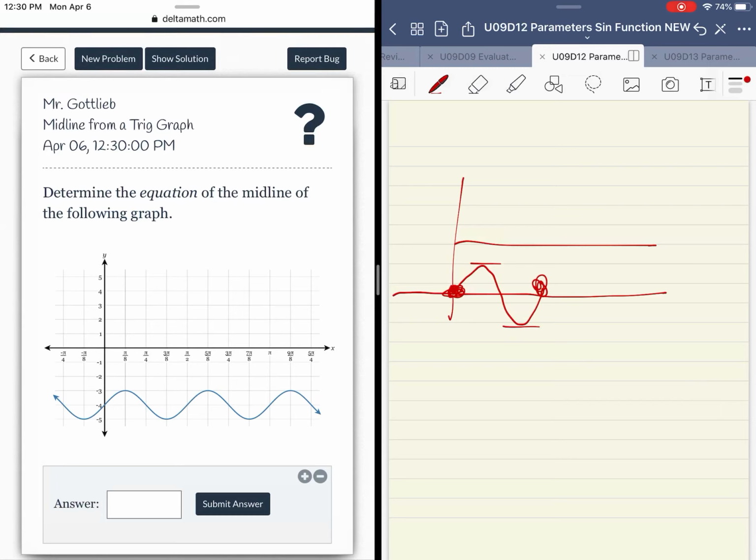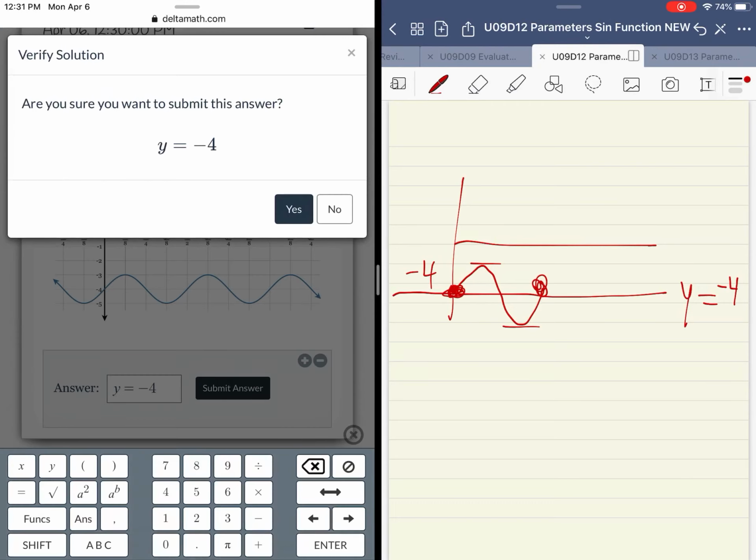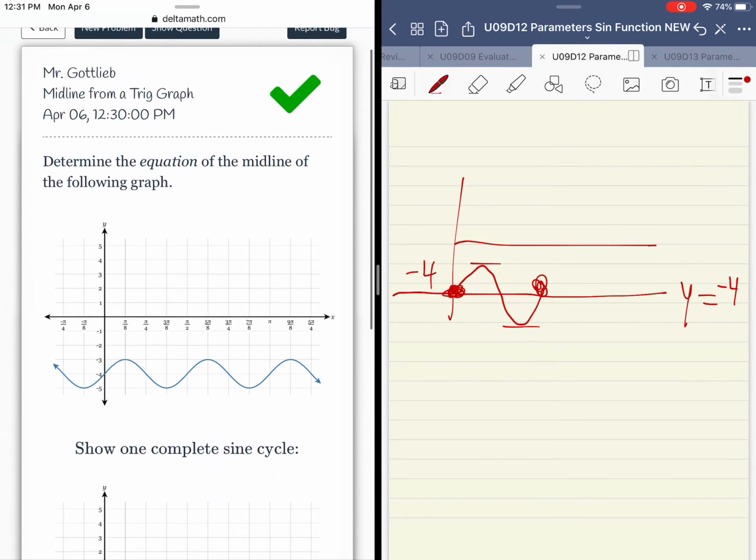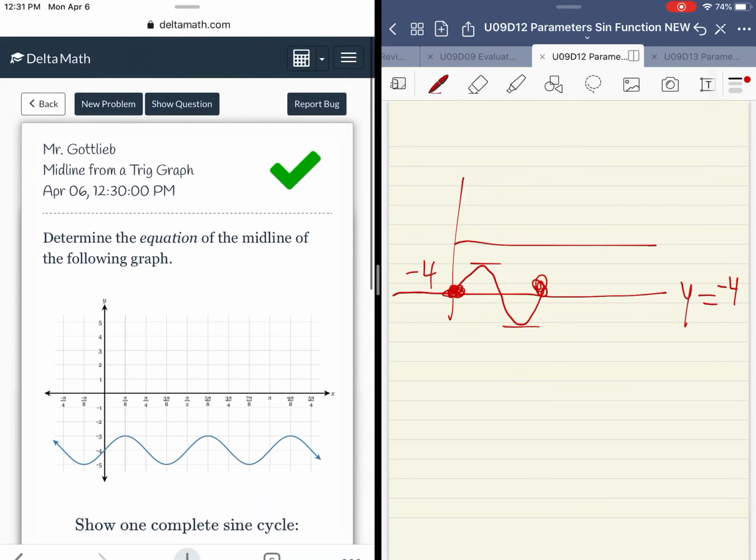Now, the midline passes through -4. So this is a horizontal line through -4, so this is y equals -4. Not that complicated. Y equals -4. It says that's the correct answer. So this graph shows one complete sine curve.